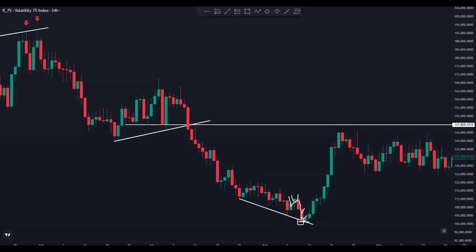You waited just for 4 days. And then look at how the market went up.